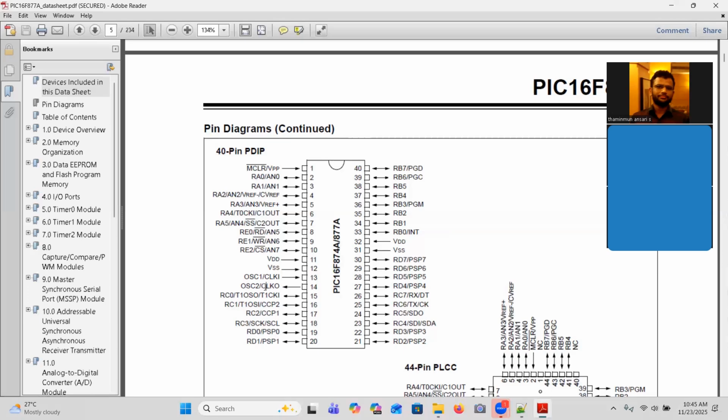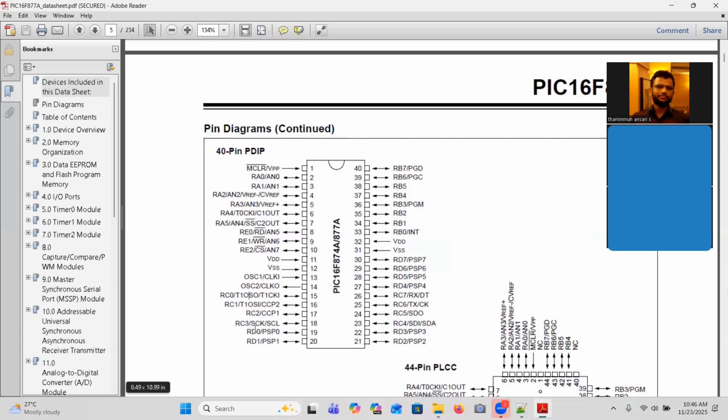Then here they have said RC0, RC1. Immediately they are coming to port C. Here only 3 pins of port E are explained. After that we come to port C. Port C is multiplexed with T1 oscillator output, T1 clock input, T1 oscillator input, capture and compare CCP2, CCP1. So those pins are here. Also, these pins can be used as port C digital input/output pins, like RC0, RC1, RC2, like that.